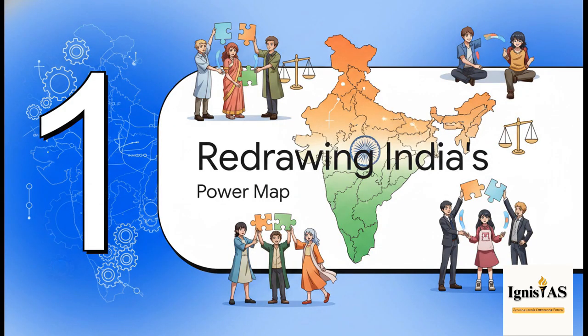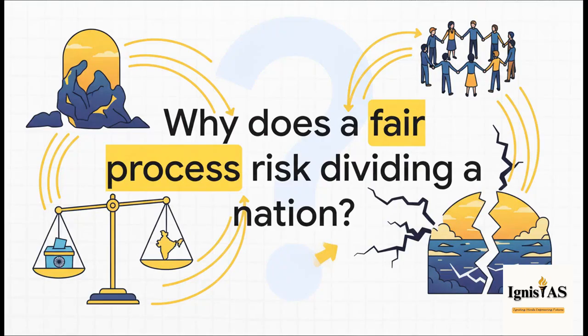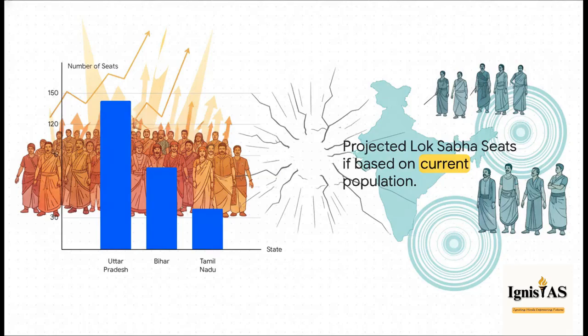So what this all boils down to is a fundamental conflict over what fair representation really means in a country as incredibly diverse as India. And that brings us to the biggest question of all. How can a process that's literally designed to make democracy more fair end up threatening to create a massive political divide? It seems like a contradiction, right? Well, let's unpack it.